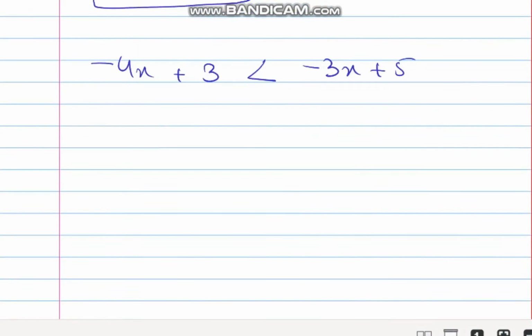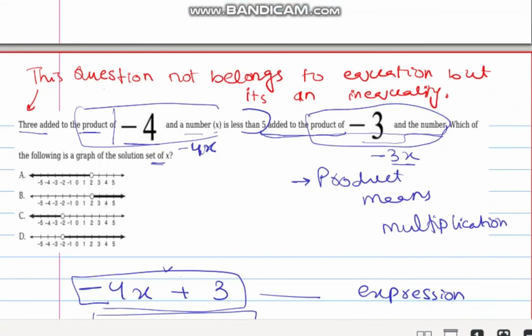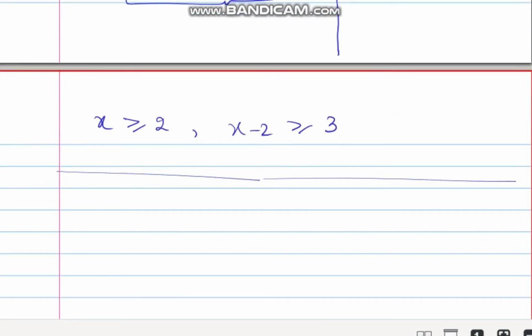Now again read the question. Which of the following is the graph of the solution set? Again, it's a very important point basically. Let me go to it again. I am writing here the solutions of inequality. I want you people to please note this point. This is a very important point.